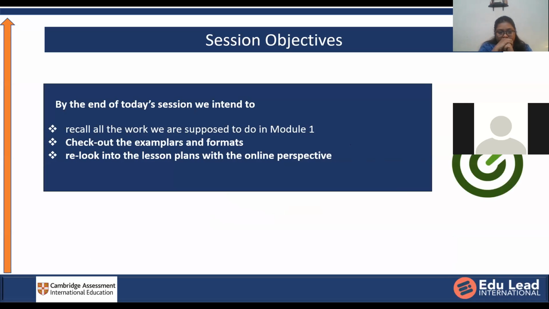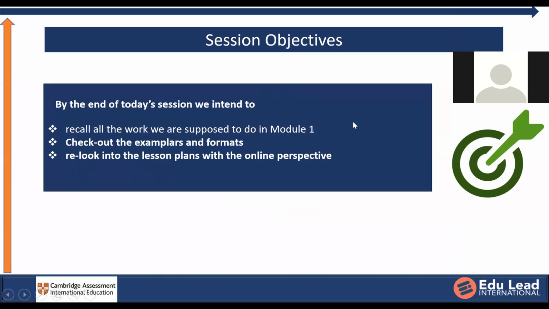So today's session objectives are that we will recall all the work we are supposed to do in module 1. So we'll enlist all that work. And second thing is we'll also check out the exemplars and the formats, and we'll relook into the lesson plans with the online perspective. So that's the idea for today. These are the objectives of today's session.